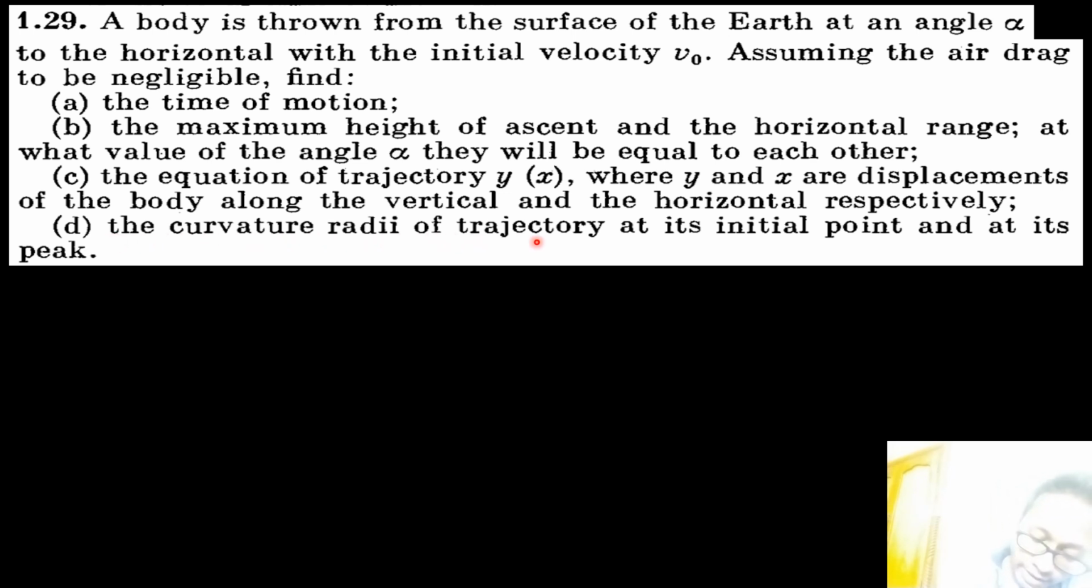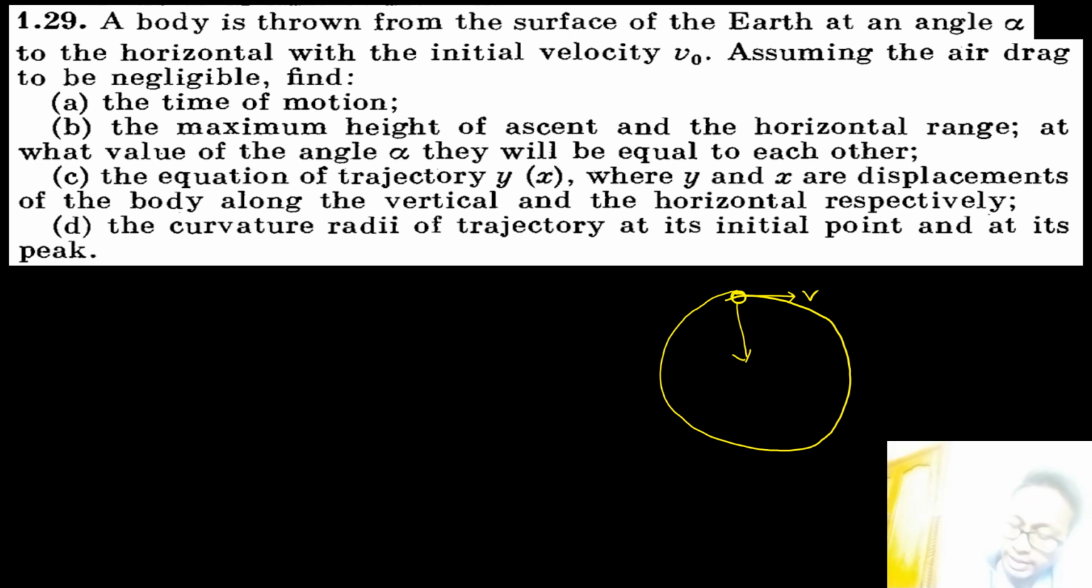The curvature radius of trajectory at its initial point and its peak. See, you have to understand some concept of circular motion out here. In a circular motion, suppose a body is out here. The body is moving with velocity v. What's the radial acceleration? Radial acceleration is nothing but v square by r, where r is the radius of the circle.